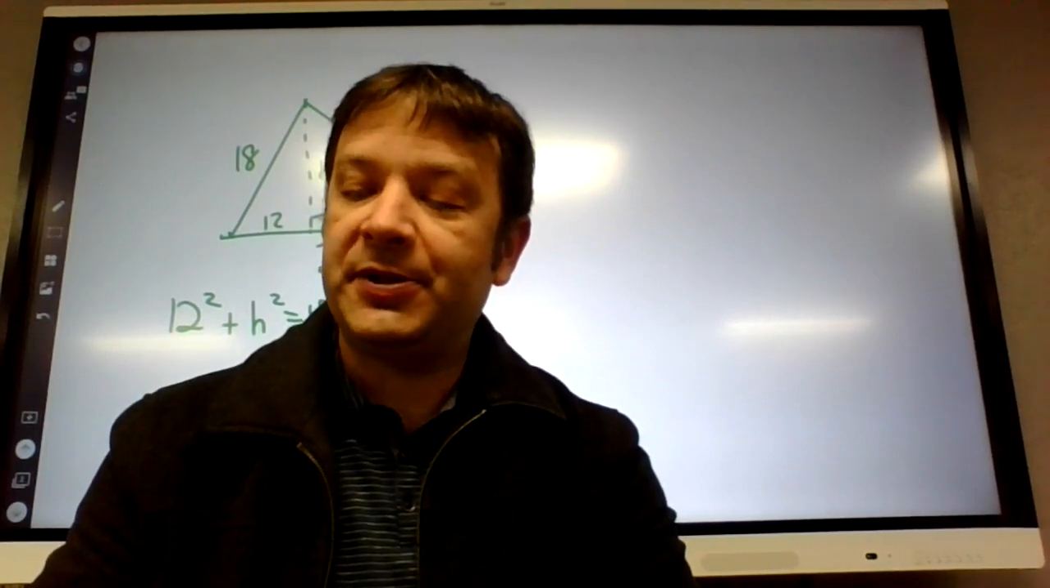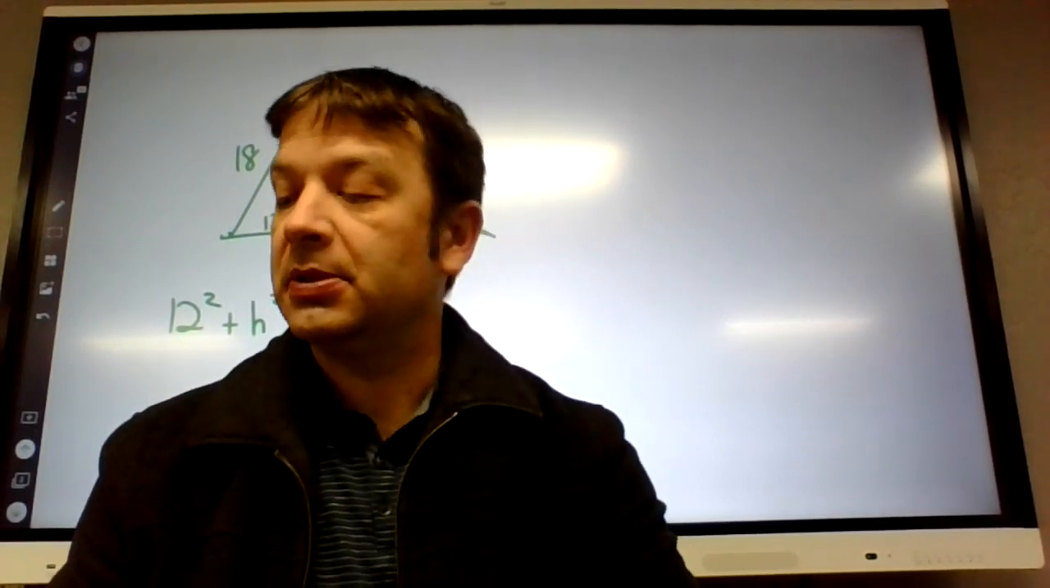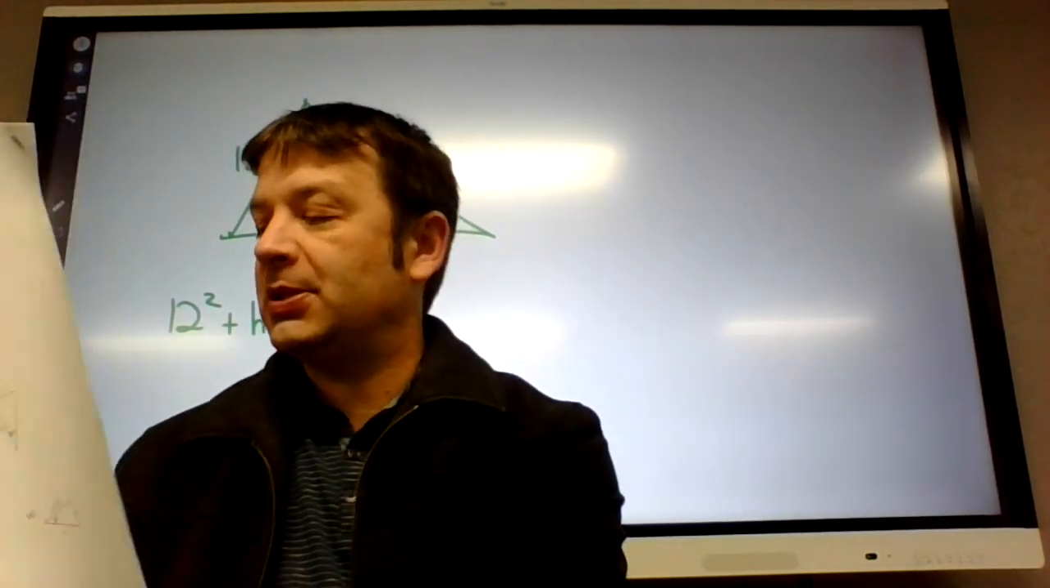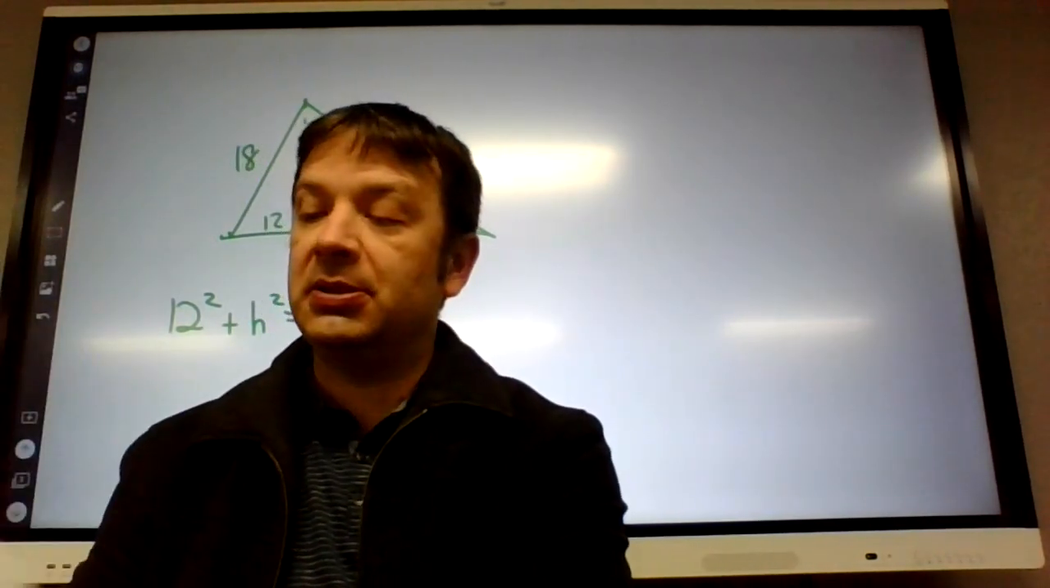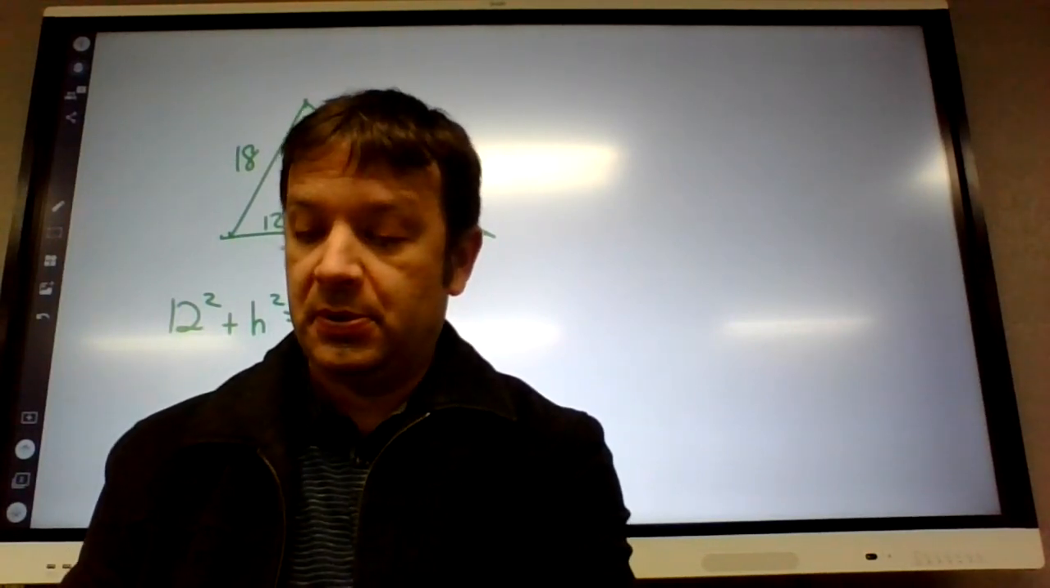Number 5 is a parallelogram. How do we find the area of parallelograms? Base times height. The base is 10.9. The height is 8.5. Oopsie.